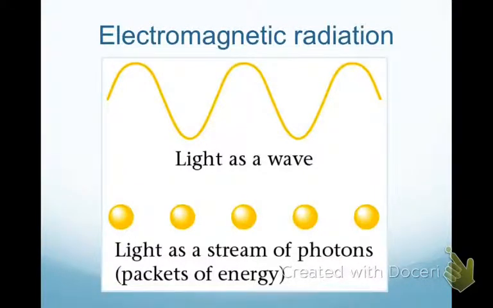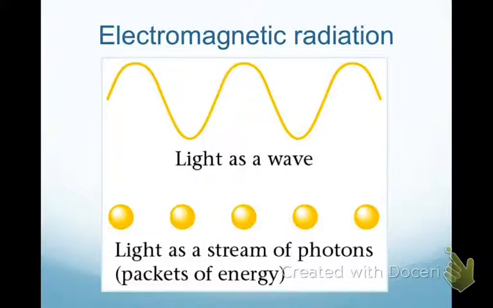Welcome to today's video on electromagnetic radiation, part 2. In part 1, we learned about light behaving as a wave, and in part 2, we're going to look at light behaving as a stream of photons. And a photon is a little packet of energy, a little packet of light energy.